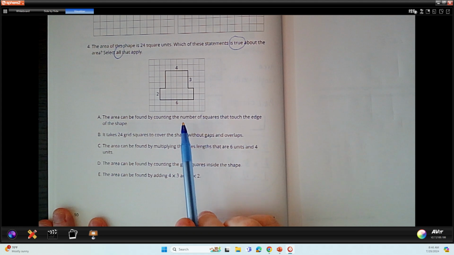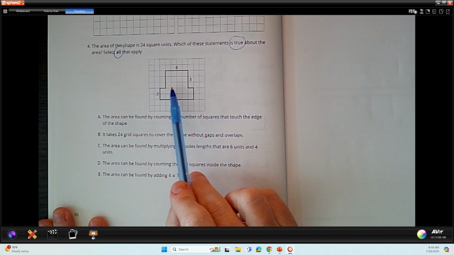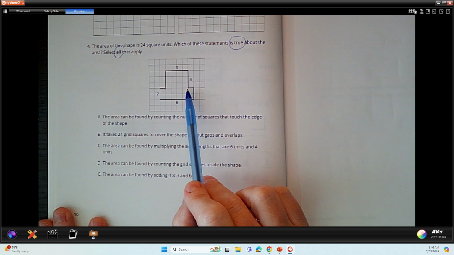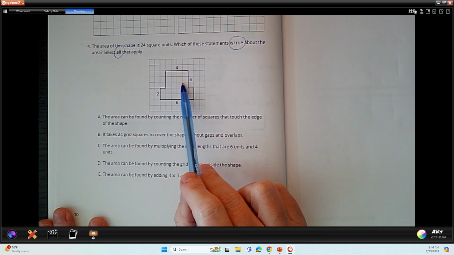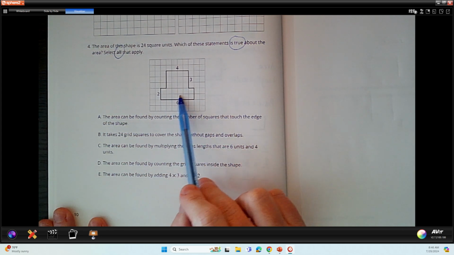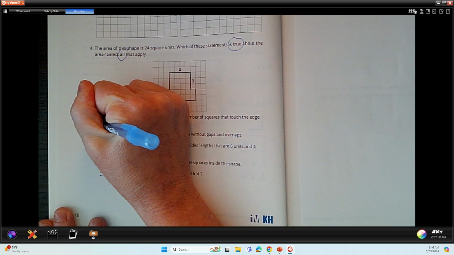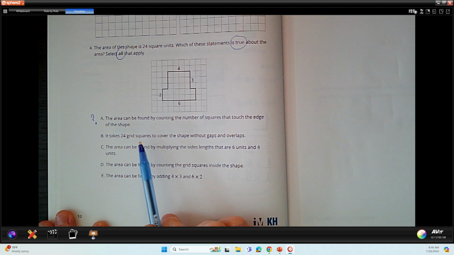All right, I'm going to zoom in on this one a little. So the first one says the area can be found by counting the number of squares that touch the edge of the shape. 1, 2, 3, 4, 5, 6, 7, 8, 9, 10, 11, 12, 13, 14, 15, 16, 17. So if I count just the edge of the shape, I'm missing a whole bunch in the middle. So I don't think this one is true. I'm just going to put a question mark. Okay, this one says it takes 24 grid squares to cover the shape without gaps or overlaps.